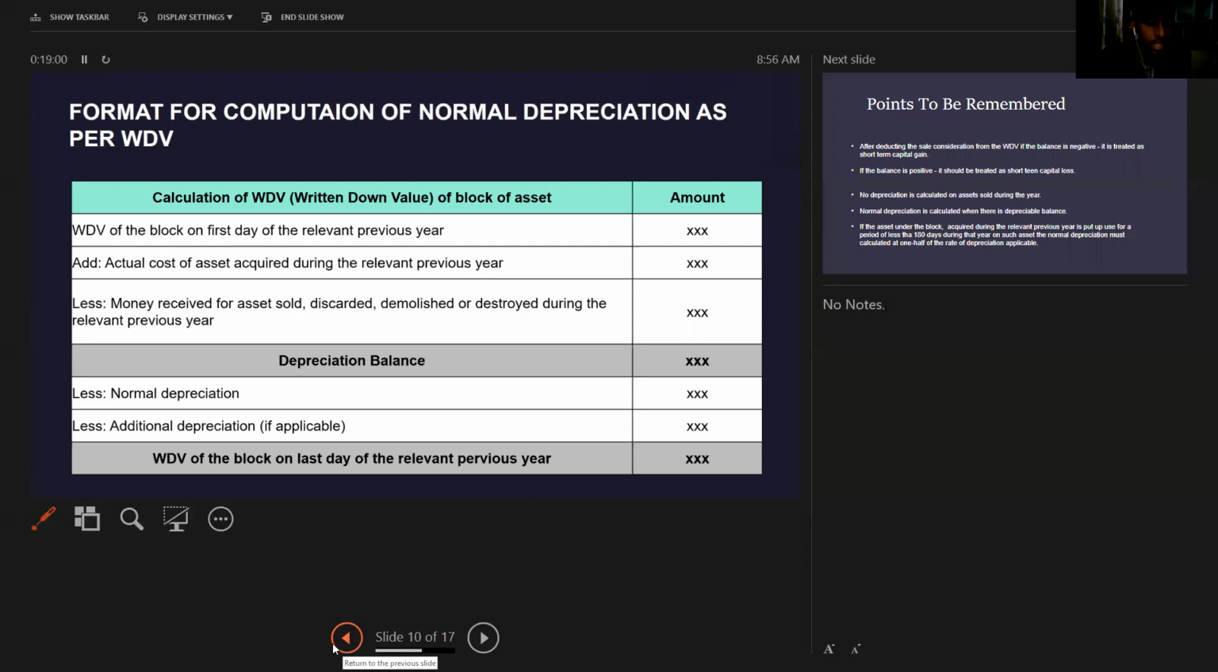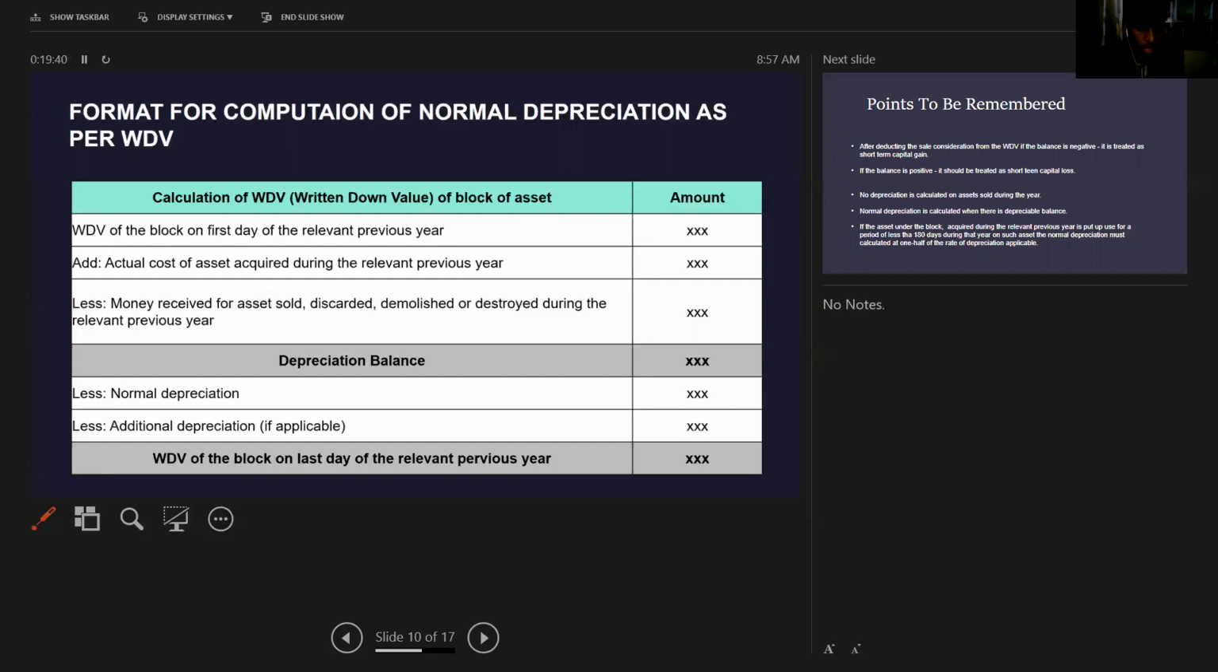The first thing is the written down value of the block on the first day of the relevant previous year. So, what does this mean? The previous year balance, or the first date of the relevant previous year, is nothing but the aggregate written down value of all the assets under the block. So the last previous year's closing balance of written down value is the opening balance of the current year. So for the purpose of income tax, written down value is recognized as I told you in the last slide.